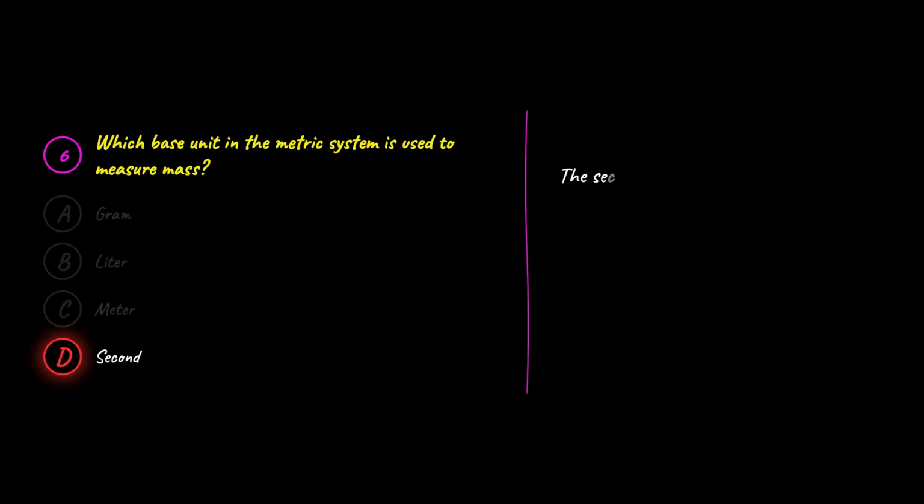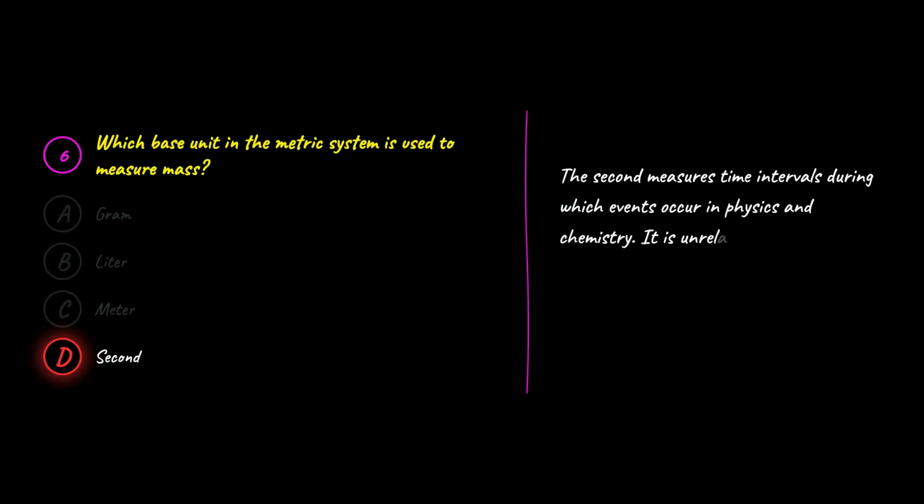D is wrong because the second measures time intervals during which events occur in physics and chemistry. It is unrelated to mass, the physical property describing how much matter an object actually contains in its structure.